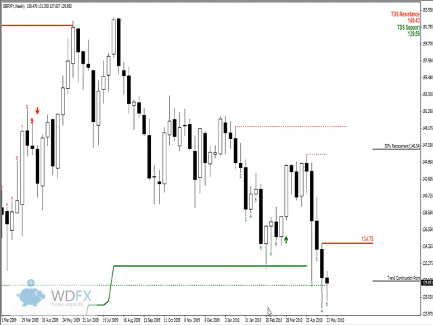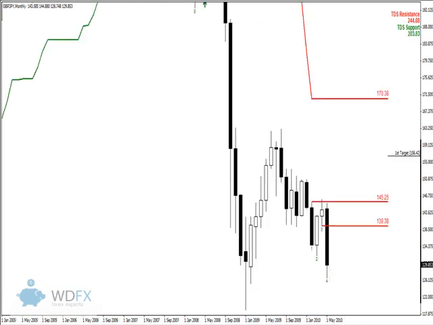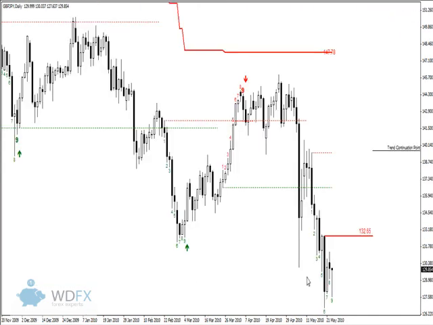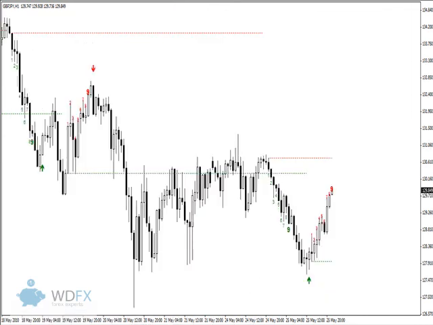Weekly, we're on the TDST support level, and we closed above it last week, and obviously there's a chance we could close above it this week. For me anyway, I'd like to see it come back and test this level, so that tells me we might get a bit of a bounce from here. It's obviously not a qualifying count because the 8th bar is not the low, the 9th bar is not the low, but we could still see a bit of a bounce from here.